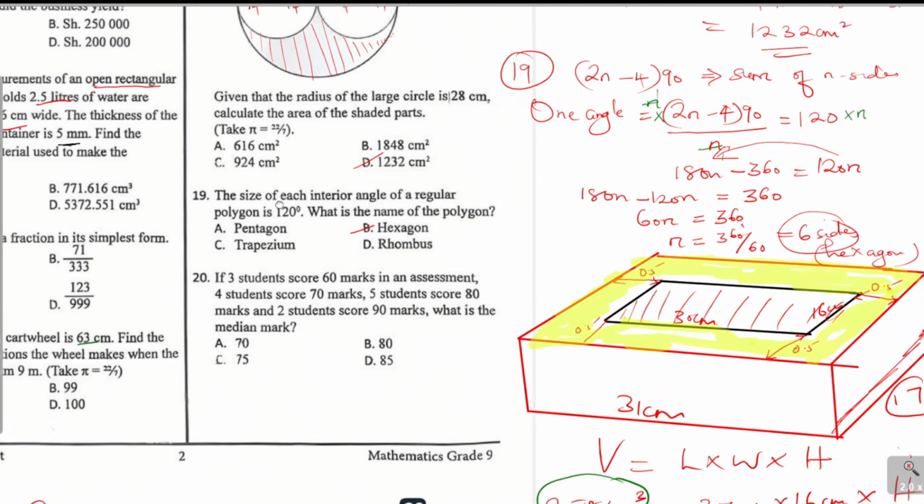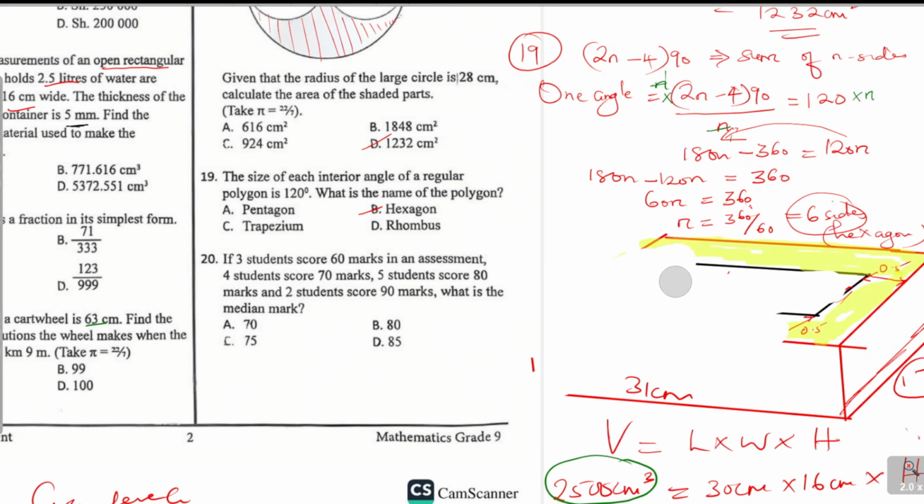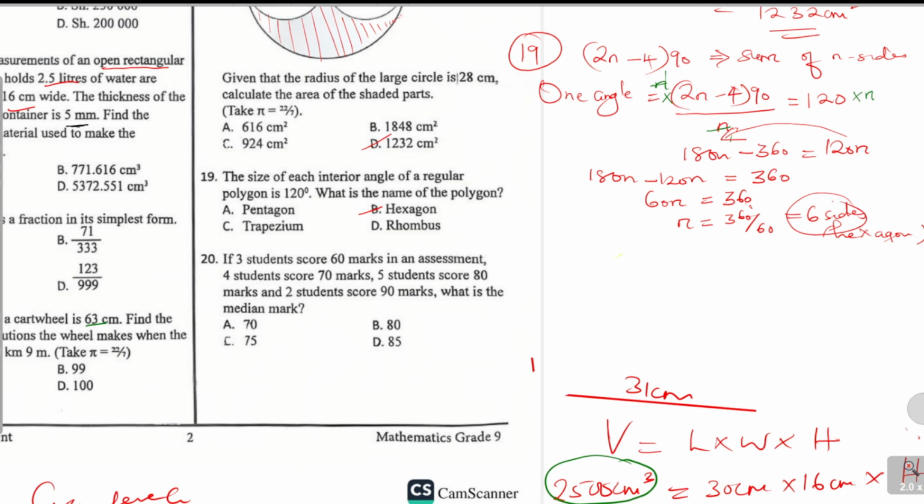Let's go to the last question. That is question number 20. For question number 20, this is a question on statistics. If 3 students score 60 marks in an assessment test, 4 students score 70 marks, 5 students score 80 marks, and 2 students score 90 marks, what is the median mark?